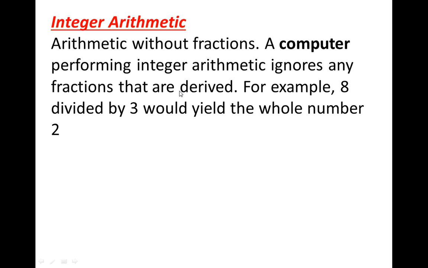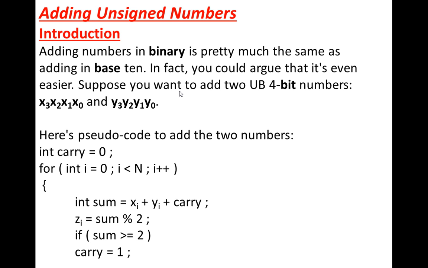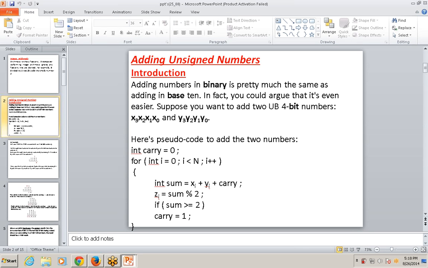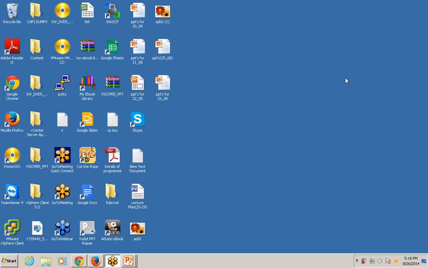Today the topic is floating point. In that we will discuss what a floating point is, but in yesterday's class we talked about what integer arithmetic is. Then we also talked about how we can add unsigned numbers to other unsigned numbers. There are two types of numbers in computer languages. One is the unsigned number and the other one is the signed number. So we talked about how we can add two unsigned numbers.